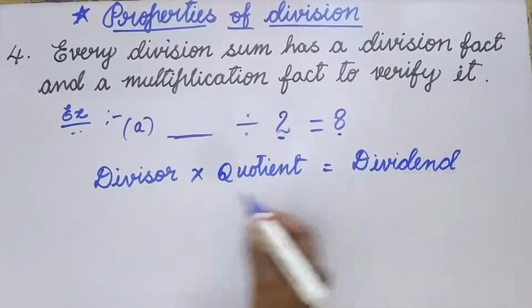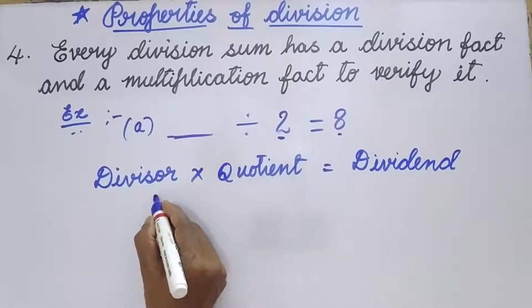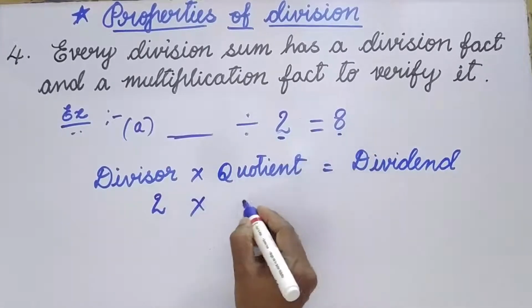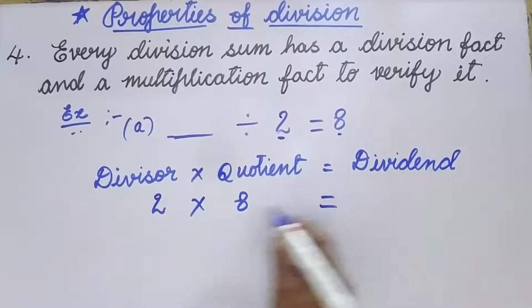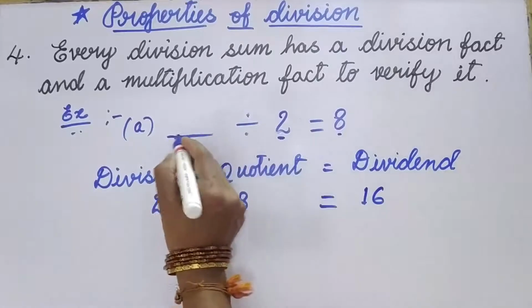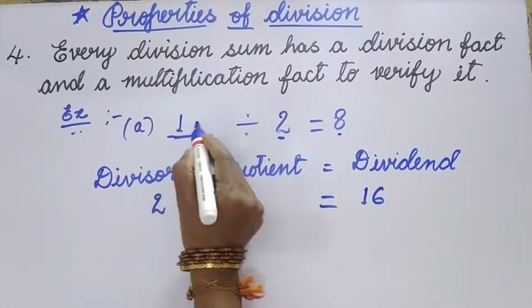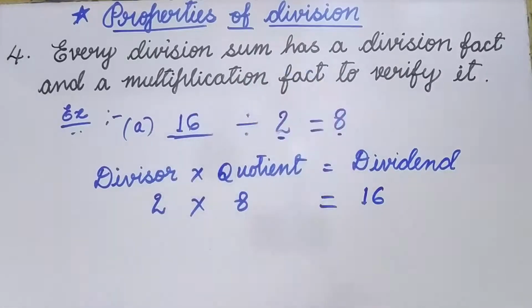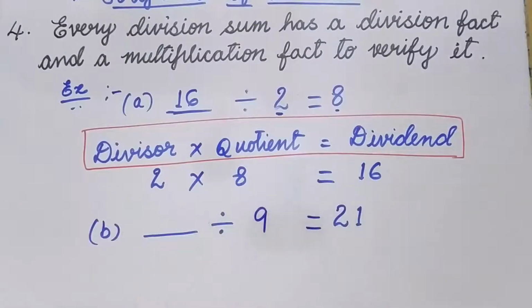Here the dividend is missing. What should be applied? Divisor 2 into quotient 8, and we get 2 eights are 16. So to find the missing dividend, we can apply this property. Here apply the multiplication fact and find out the dividend.